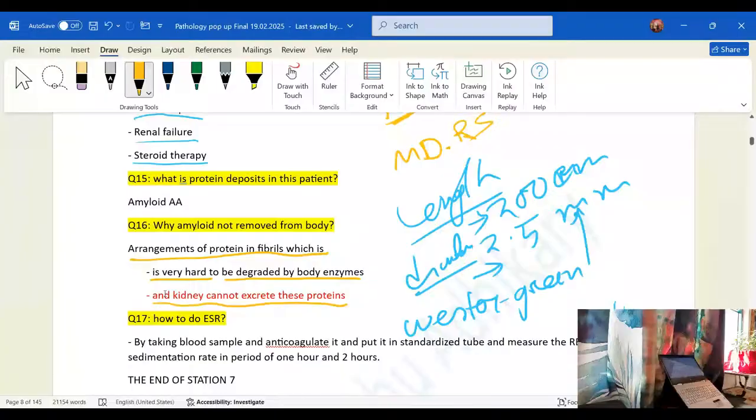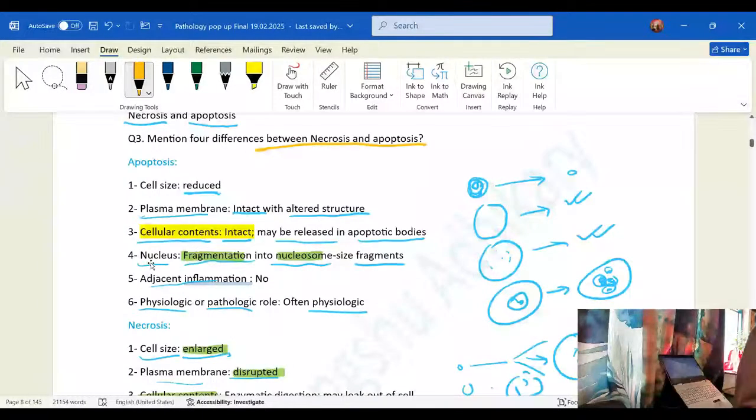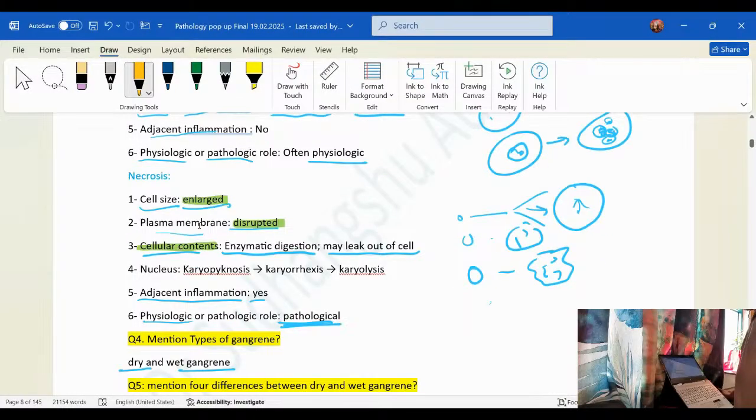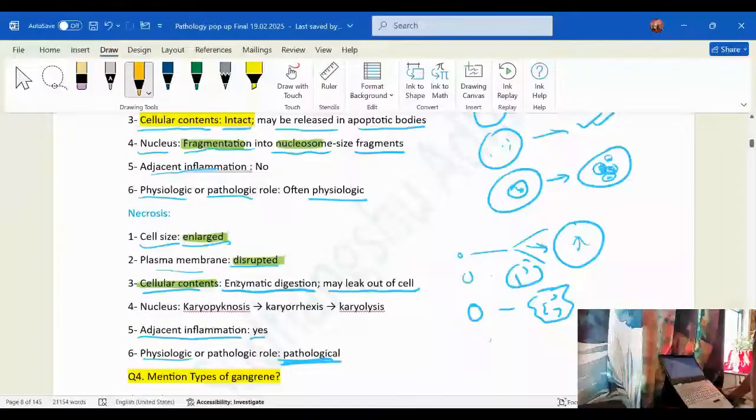In apoptosis, the cellular content remains intact, the nucleus undergoes fragmentation, there is no adjacent inflammation, and mostly it is a physiological process. In necrosis, the cell size enlarges, the plasma membrane is disrupted, and the cell content undergoes enzymatic digestion and may leak out of the cell. Okay.